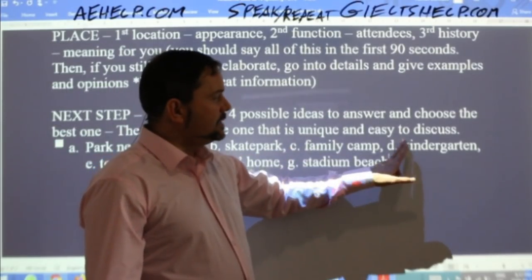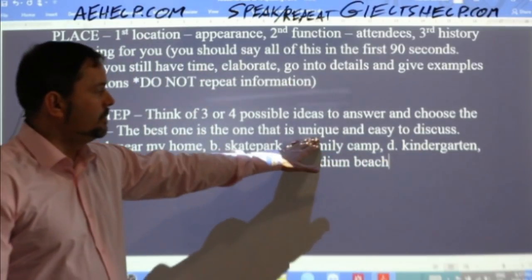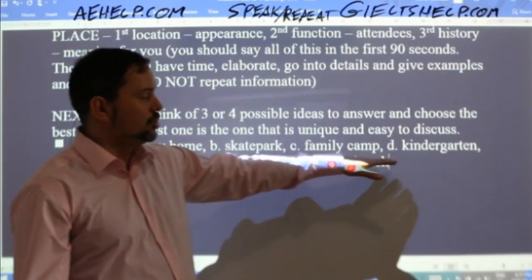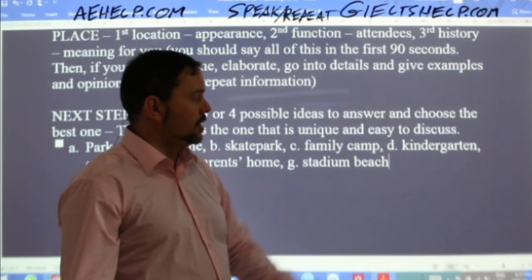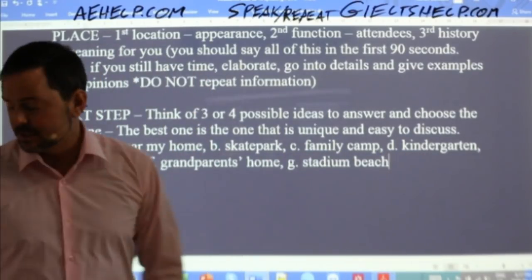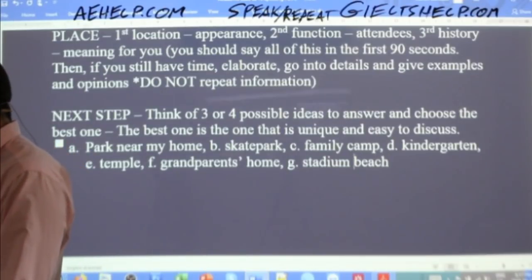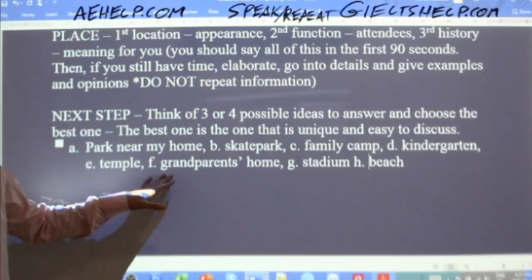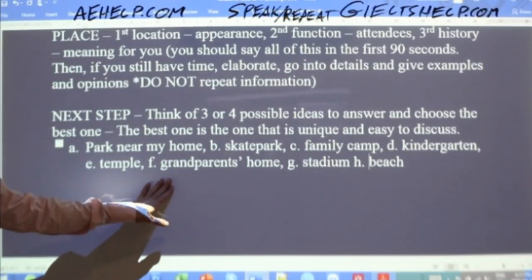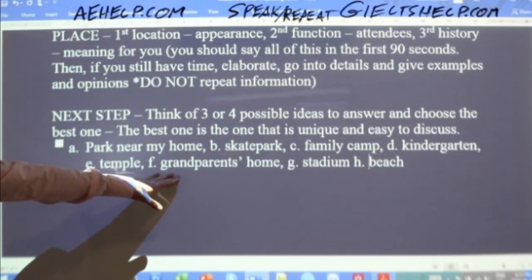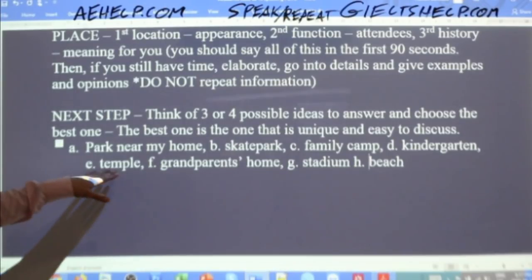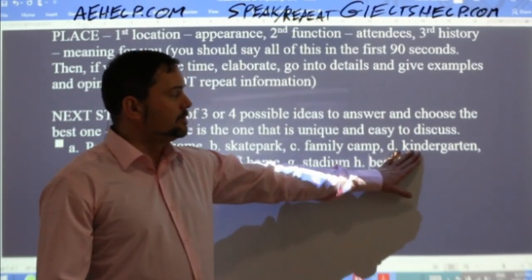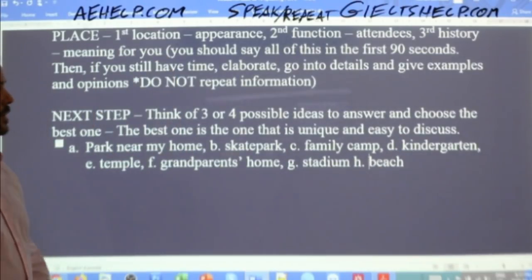Kindergarten, yeah, it's easy to talk about, but it's probably not unique. Okay, I would imagine that many candidates would choose school or kindergarten as one of their top picks. All right. So I would avoid that. Grandparents' home could be okay as long as you have some clear ideas of what's going on there. Temple is the same kind of as kindergarten. So I think a lot of students might choose a temple or a church.